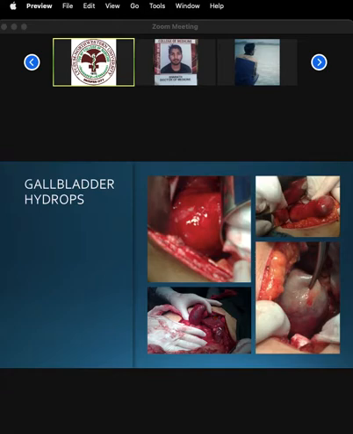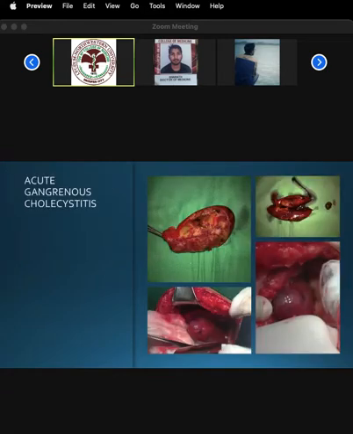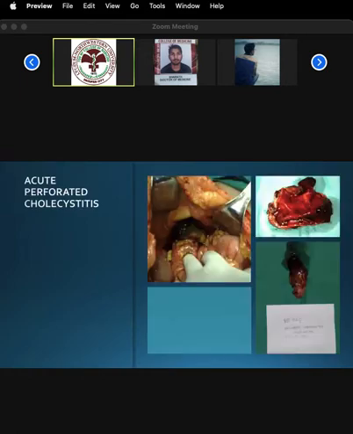Okay. We may also encounter acute gangrenous cholecystitis with some islands of gangrene. Okay. So the same management, cholecystectomy. Or we may also encounter perforated cholecystitis. Okay.